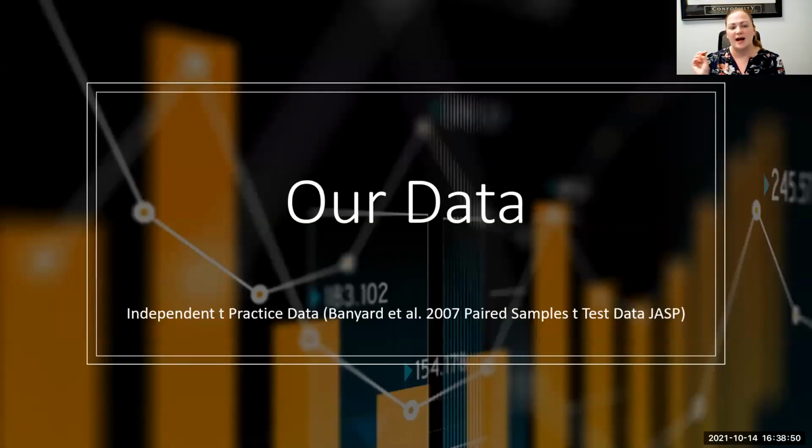For our data, I have a practice data set that we're going to be working with. Again, we're working with a piece of Banyard and colleagues' data from their 2007 study. If you want the link to follow along and analyze this data with me, just look in the video description. You'll also see the link to a JASP guide that will walk you through these analyses step by step. So I'm going to transfer my screen over so I can share my JASP software with you.